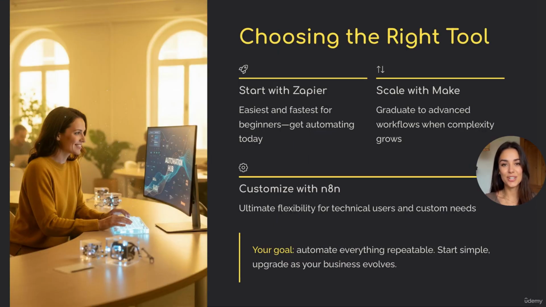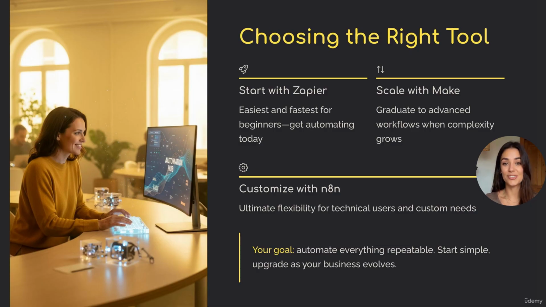Choosing the right automation tool depends on your skill level and goals. Zapier is perfect for beginners. It's fast, intuitive, and handles most daily workflows like email delivery, CRM updates, and content scheduling. Make is ideal once your business grows and you need more complex workflows or high-volume automation at lower cost.